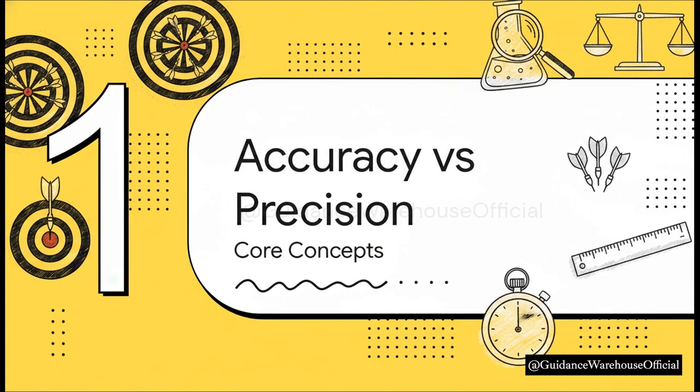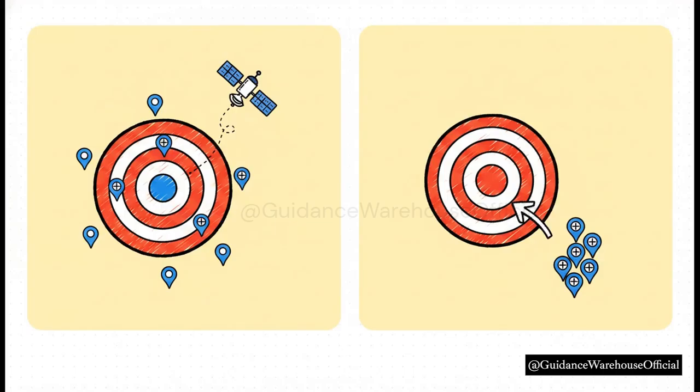First up, accuracy versus precision. Now, you might be thinking, wait, aren't those just the exact same thing? Well, in everyday conversation, maybe, but absolutely not in science. Here's the deal. Accuracy is how close your measurement is to the true, correct value. Precision, on the other hand, is how close your repeated measurements are to each other.